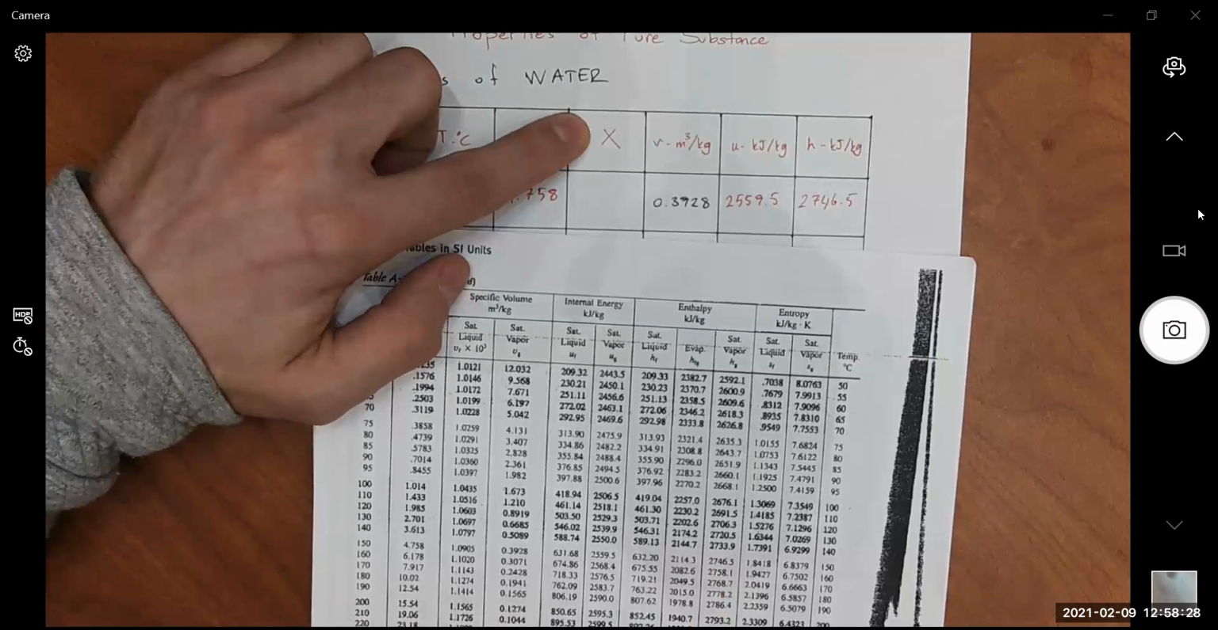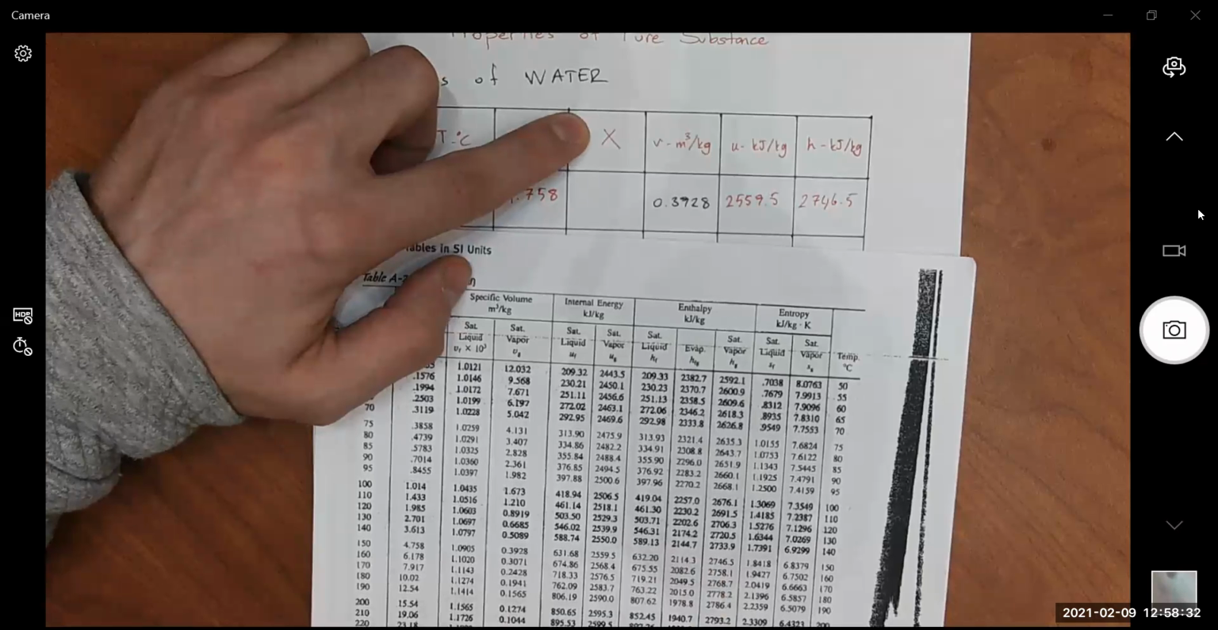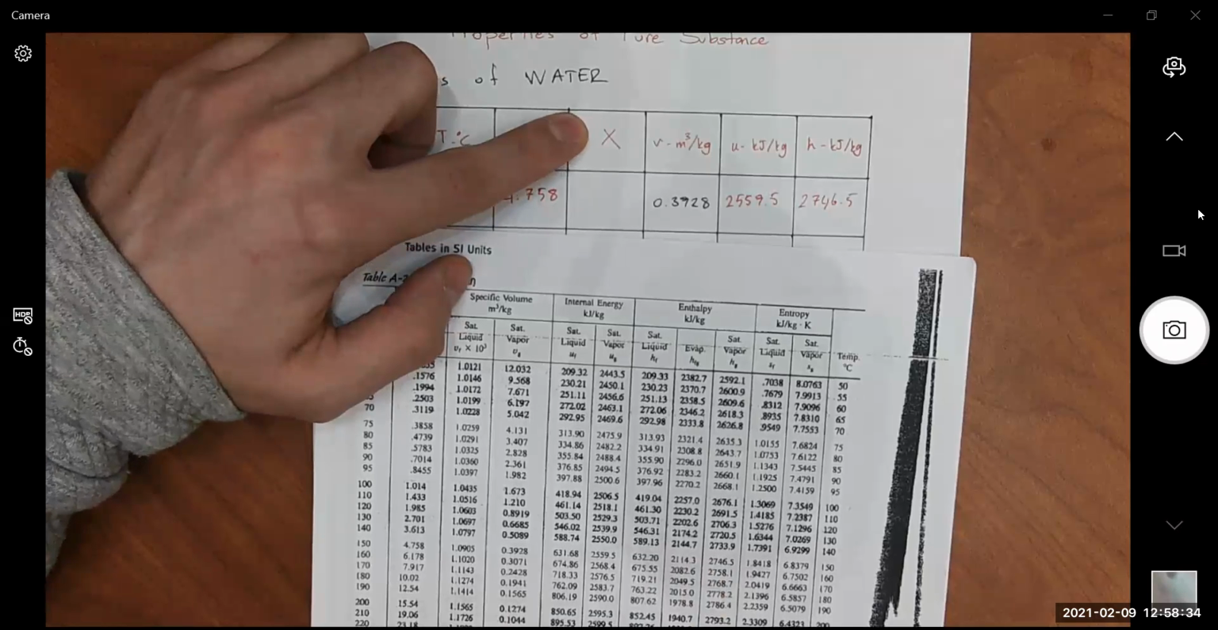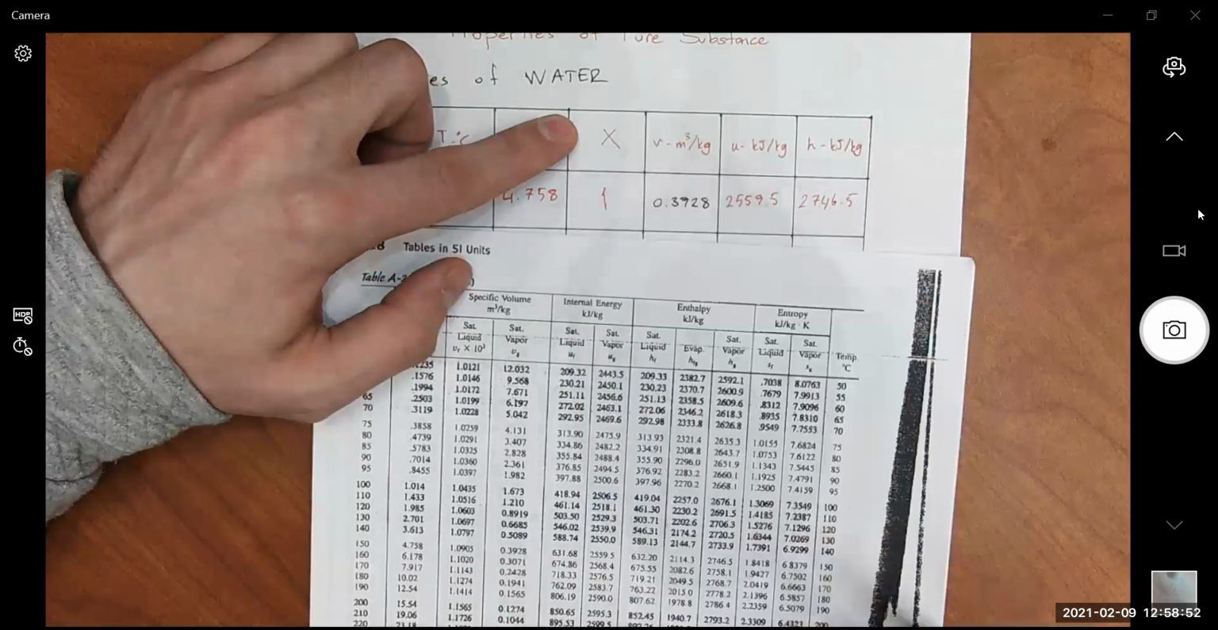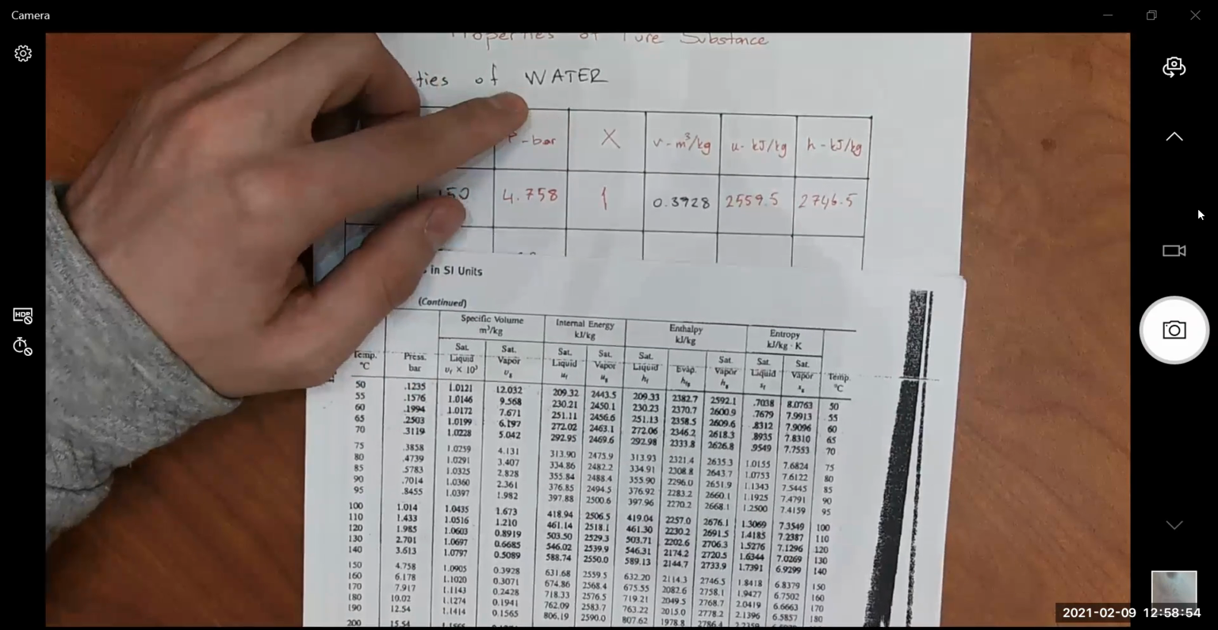What was X? X was the quality factor, right? Quality factor, maximum is 1, right? Minimum is 0. If you find something less than 0 or more than 1, you did it wrong. So check, okay? It's impossible. So in this case, our phase was saturated vapor, so the quality factor will be 1. Okay?